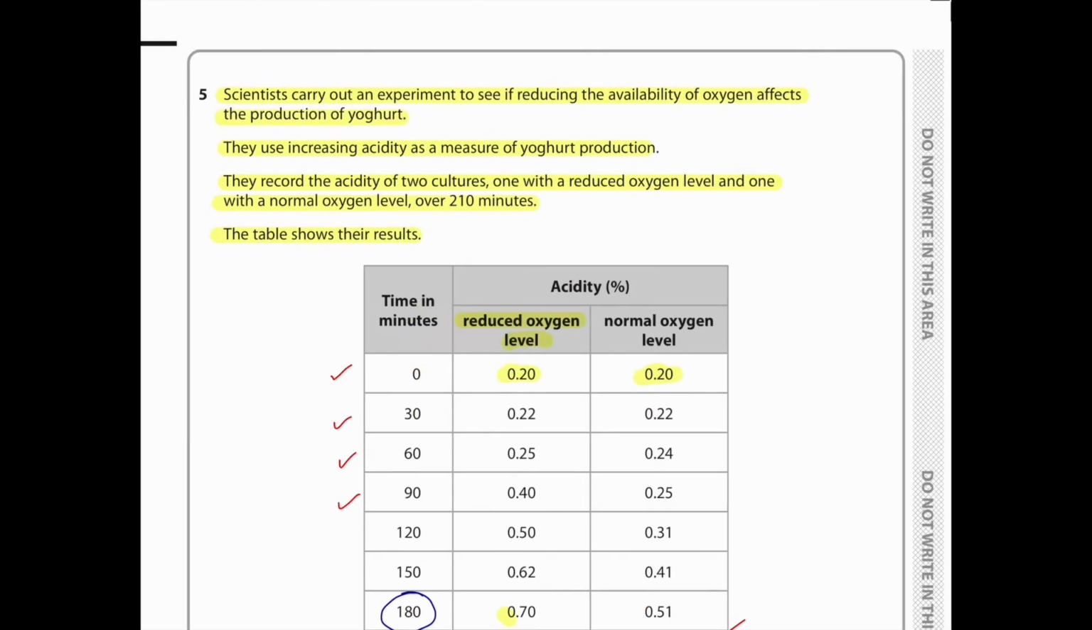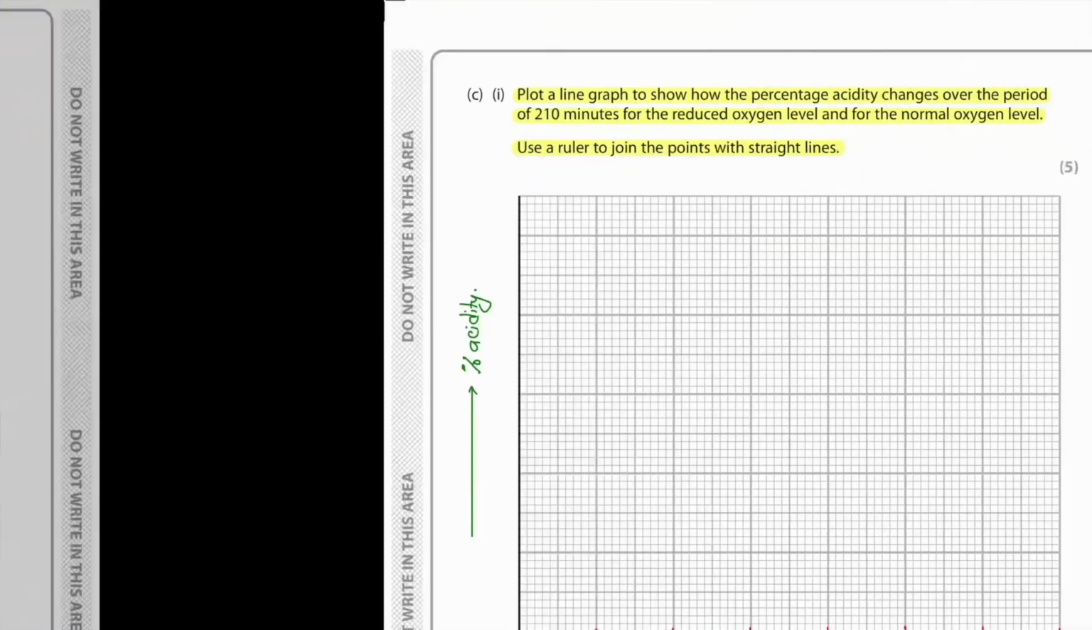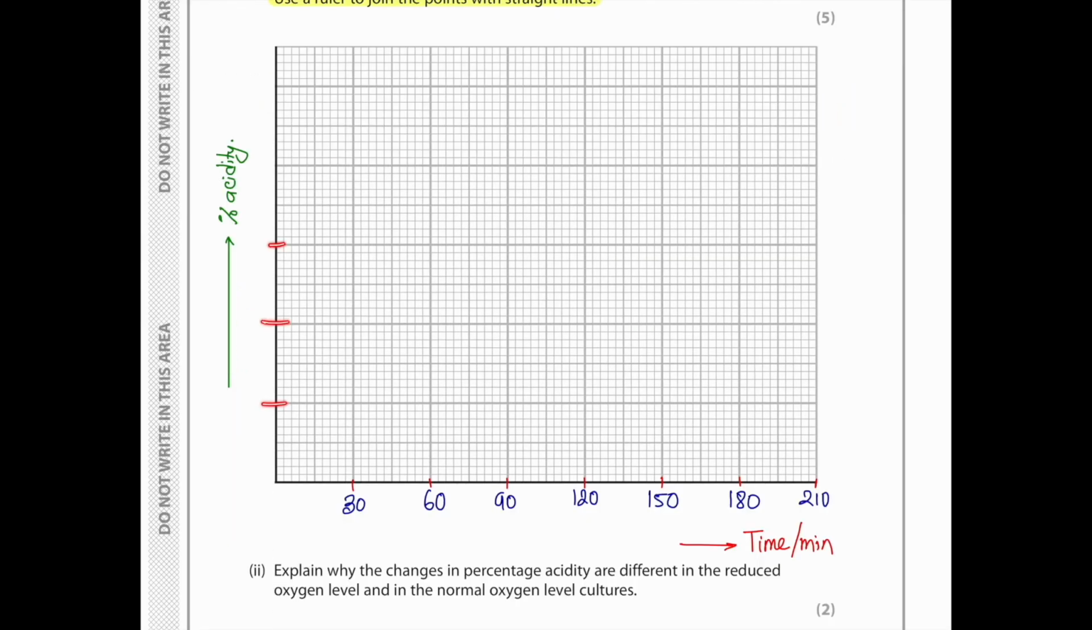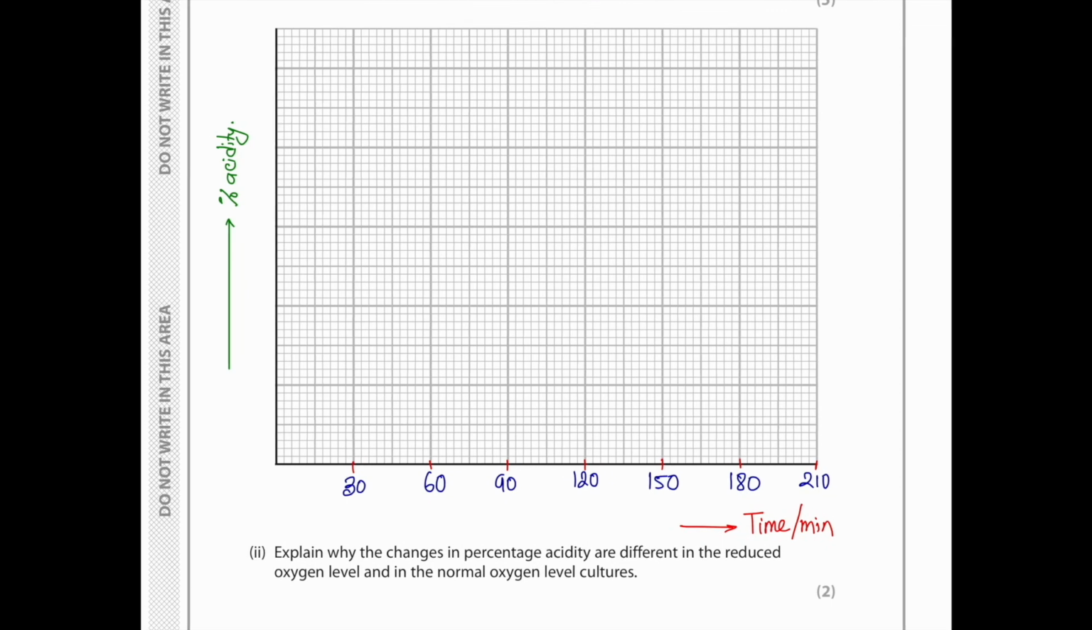On the percentage acidity, we can see it goes from 0.2 to 0.7. 1, 2, 3, 4, 5. You can see a total of 5 big squares. So we can number this one as 0.2, 0.4. We just divided it into 5 portions: 0.6, 0.8, and finally 1.0.